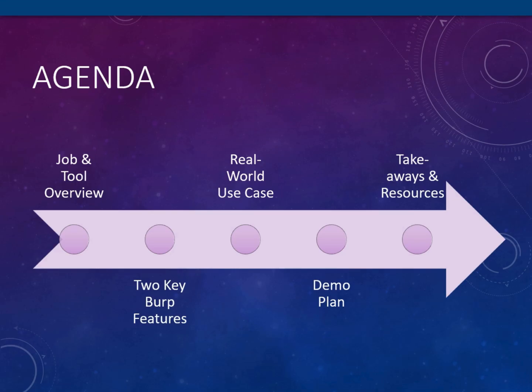Third, we'll ground these tools in a real-world use case, bypassing the login of OWASP Juice Shop, which is a deliberately vulnerable demo store. Fourth, I'll outline the exact demo steps so you know what to watch for when the screen recording rolls. Finally, we'll be wrapping up with key takeaways, career links, and references you can bookmark for deeper study.